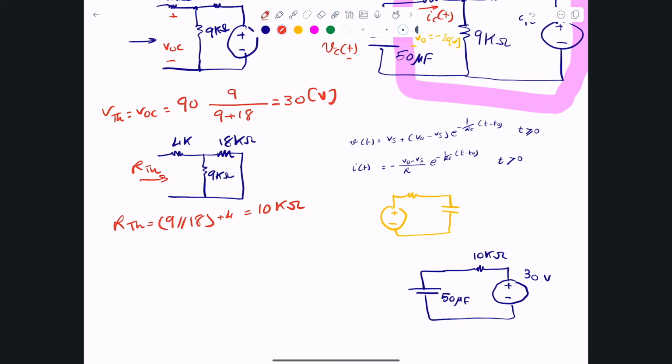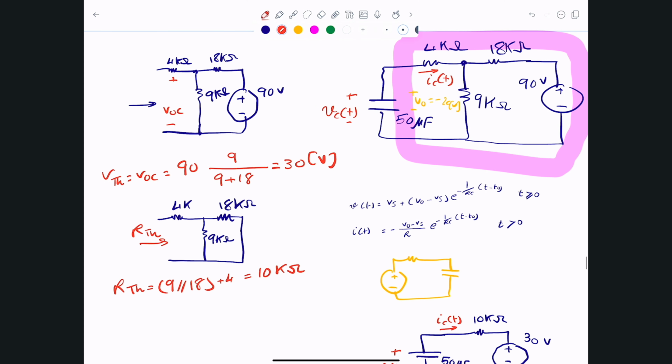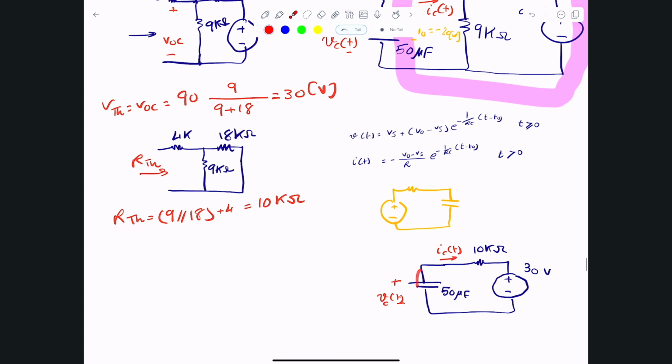And what I'm interested in is figuring out that VC of t, and also IC of t. Remember, it's the same current, so I just replaced it. Yes, IC of t is across the 4 kilo ohms, but it's the same current flowing out of that capacitor, so we can do that. Now let me make sure that I also indicate the initial voltage. This is V0, happens to be negative 20 volts.